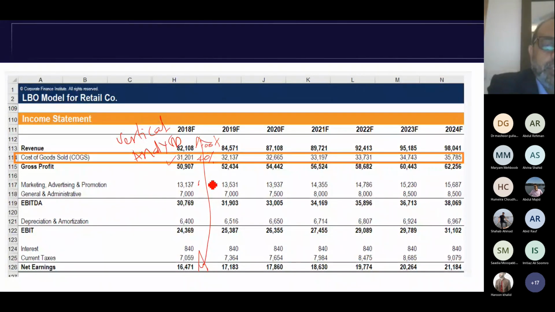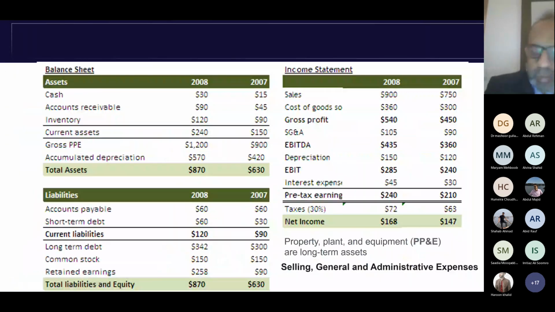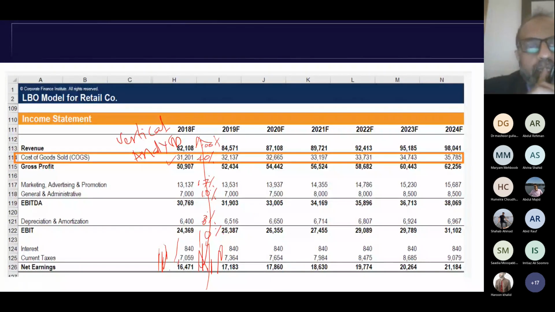And how much is the administration charge? About 10%. And how much is the depreciation? Almost 8%. And how much is the interest? Almost 10%. And how much tax do you have to pay? Almost 10%. By looking at the vertical analysis, you know where you are spending the most. You might say, oh, we are spending too much money on marketing compared to the revenue we are making, or on general administration.